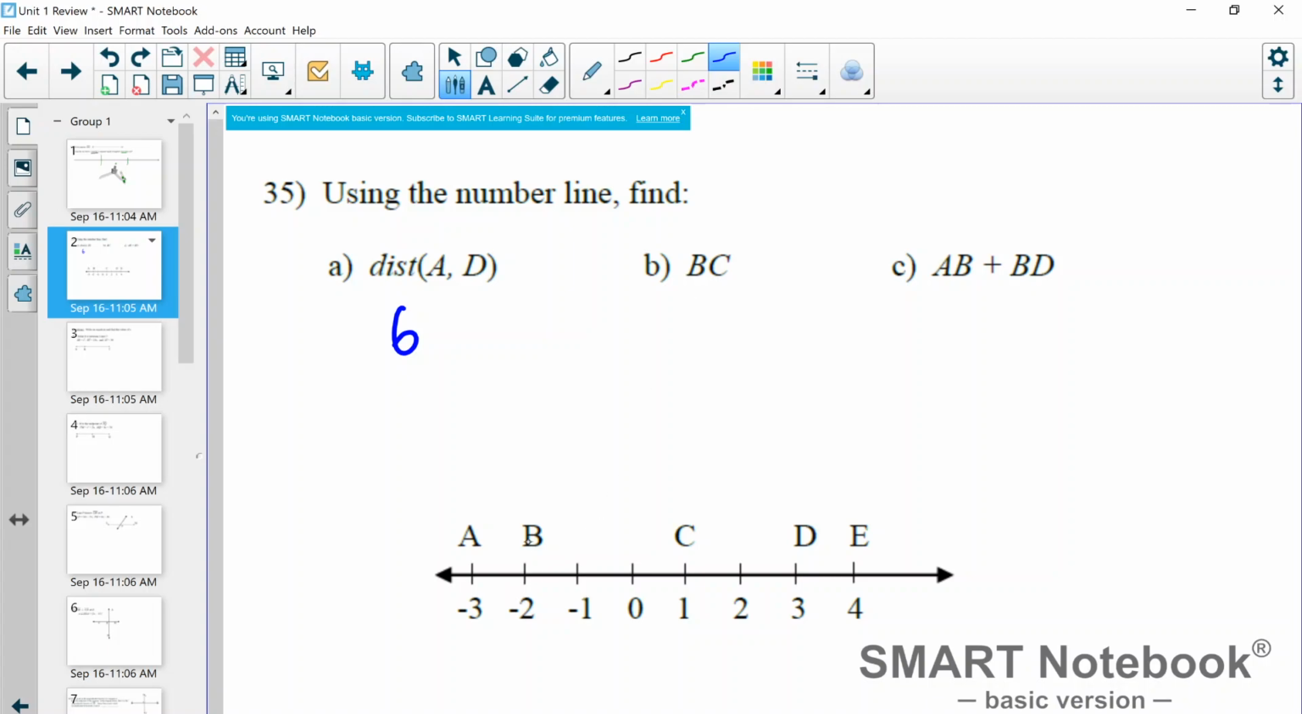From B to C, B is at -2, C is at 1, so we count up, and it is 3. And AB plus BD, well, A to B is just 1, from -3 to -2. And then B to D is from -2 to 3. That's a 5. So 1 plus 5 is going to give me 6.